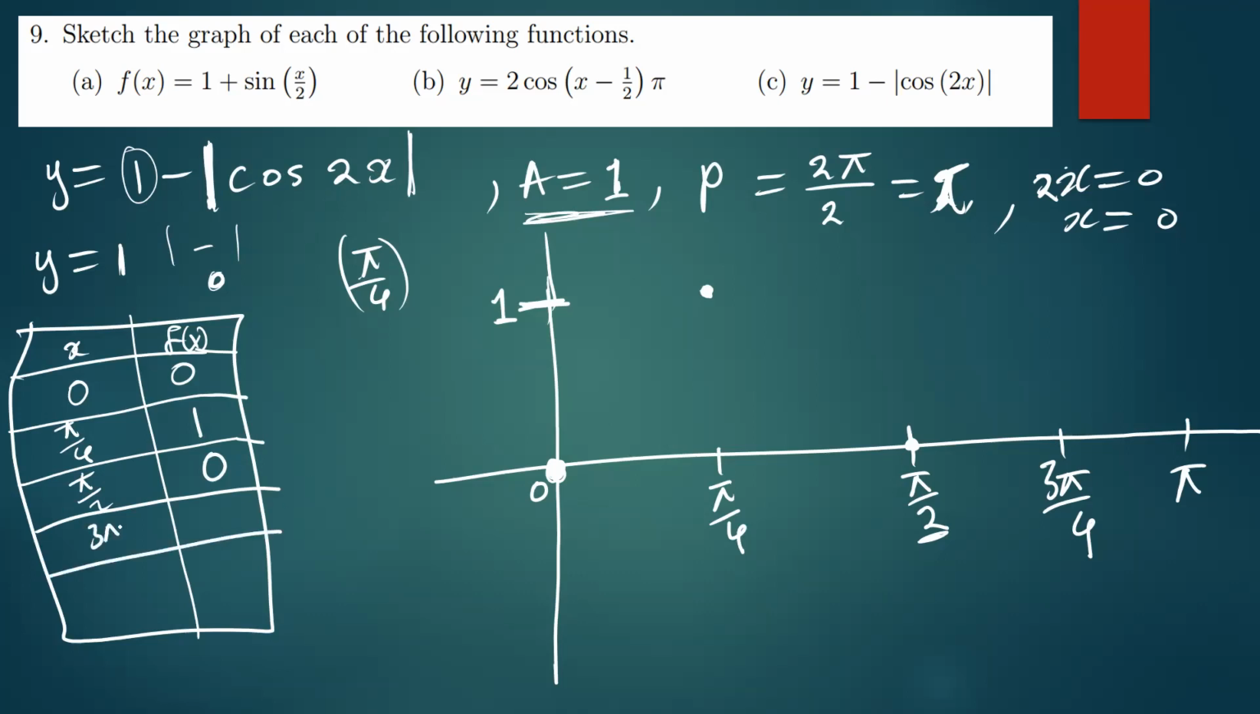So we're dealing with 3 pi over 4. So 1 minus 0 will give us 1. So we have another point in the same line as 1. Then here at this point, we get pi. If we put pi where there's x there, we're going to have 2 pi. So cos 2 pi is the same as cos 360. So cos 360 is 1. 1 minus 0 will give us 0. So we have another point there.